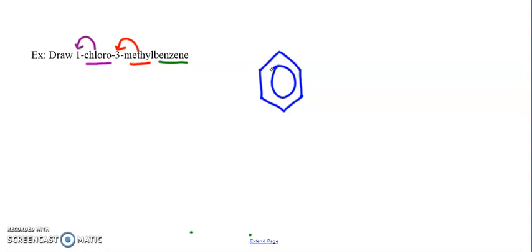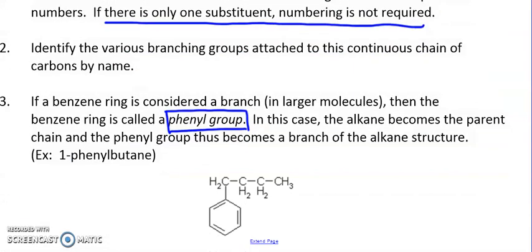It doesn't matter where I start. Wherever I start is my 1, so let's just put it here. Here's a chlorine. If that's 1, it could be 2, 3, so it'd be here, or it could go the other way, 2, 3, and it would be here. Same thing, it's just looking at it from the other side. I usually just go clockwise. And here's my methyl group, CH3. So that is arenes or aromatics. It's really all about the benzene, and make sure you remember that when the benzene is the substituent, it's called a phenyl.